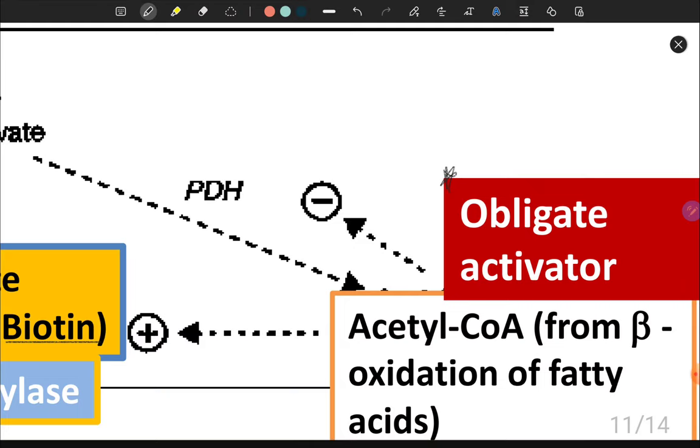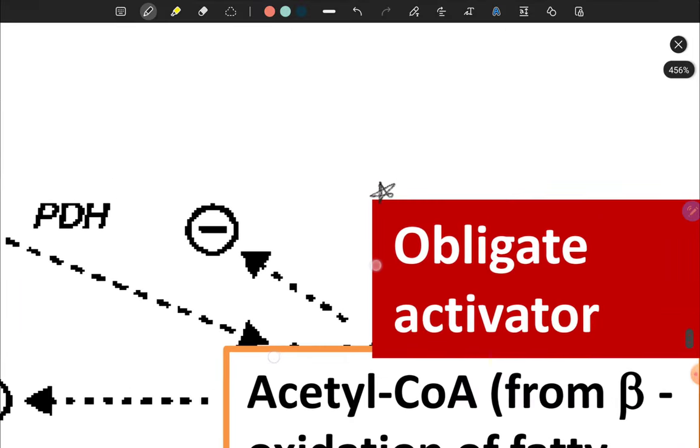Obligate activator means the enzyme does not work without this activator. So it means that for pyruvate carboxylase, acetyl-CoA must be present in order for it to work.